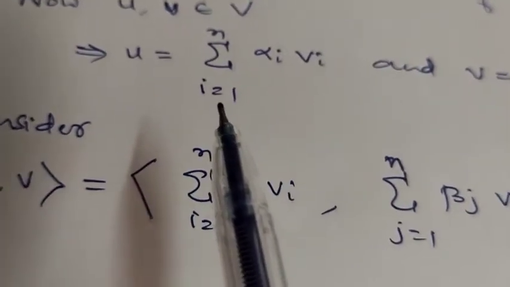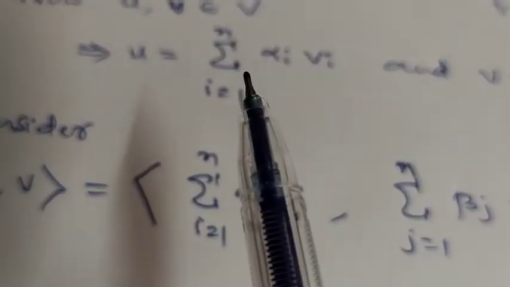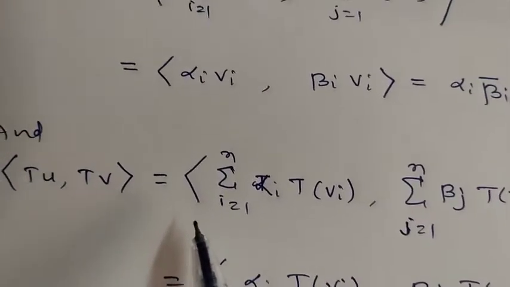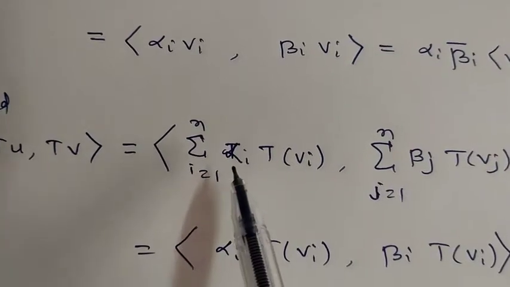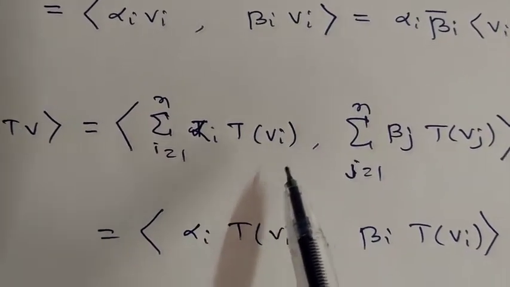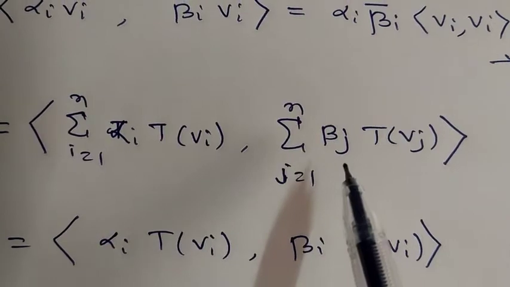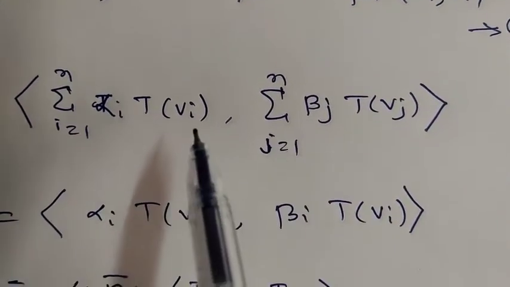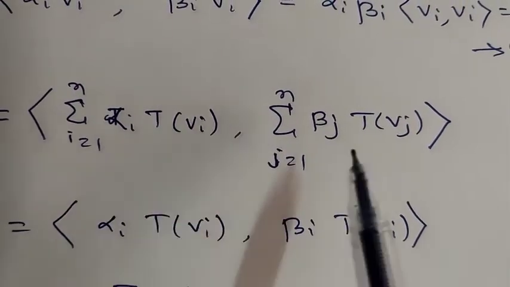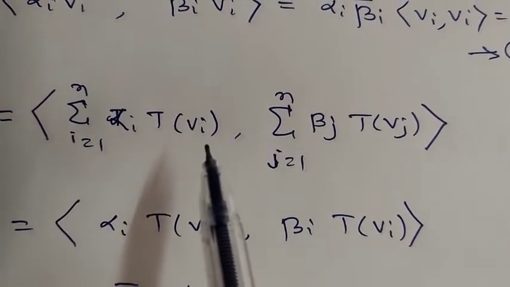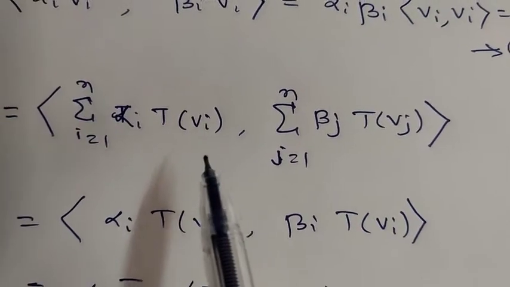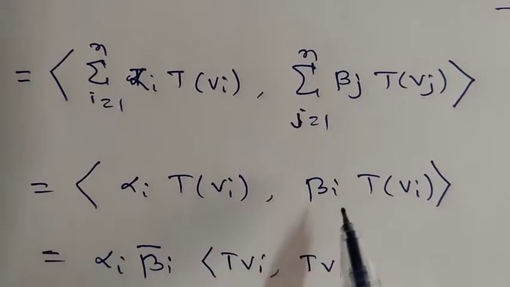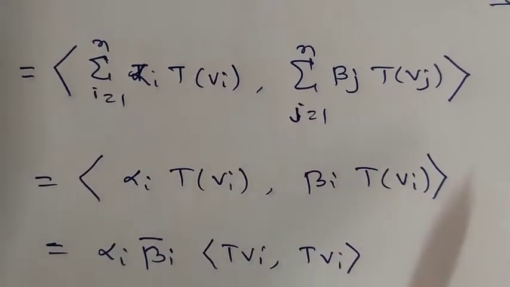T of u is, since T is linear, summation I equals 1 to n alpha I into T of vi. So directly I'll write T of u comma T of v is summation I equals 1 to n alpha I into T of vi, similarly summation j equals 1 to n beta j into T of vj. Since T maps an orthonormal basis into an orthonormal basis, the T of vi's are also orthonormal, so this is equal to alpha I into T of vi, beta I into T of vi. All other terms get 0.